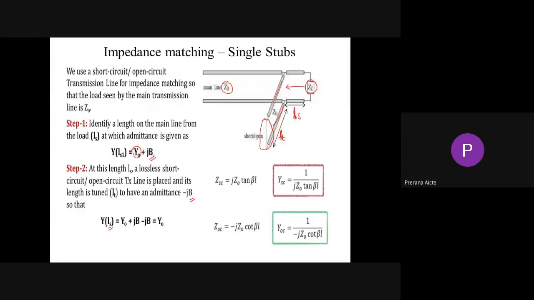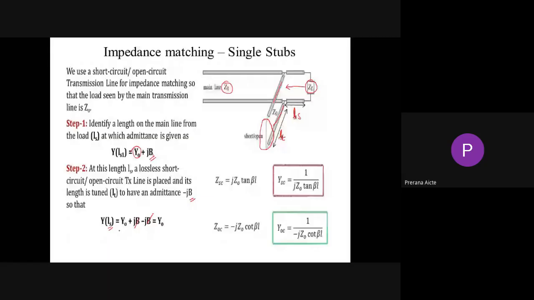So that the admittance of the main transmission line and single stub transmission line is given by Y in equals Y L of S, that is, the admittance of the length of this stub, equals Y naught plus jB minus jB. Both are cancelled, then it comes out as Y naught, that is the output admittance.